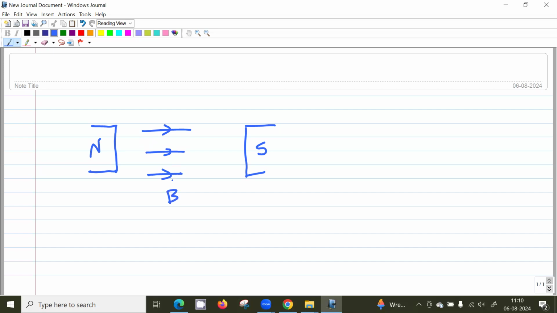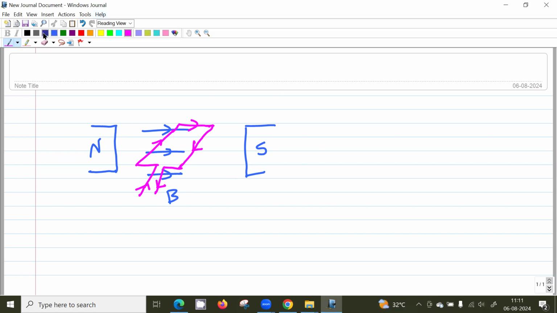Suppose I have a current carrying coil, let it be a rectangular coil, like this. Current is entering like this, goes like this, comes here like this, and goes out like this. So this current carrying rectangular coil will experience a force, and a force at a distance will produce a torque.